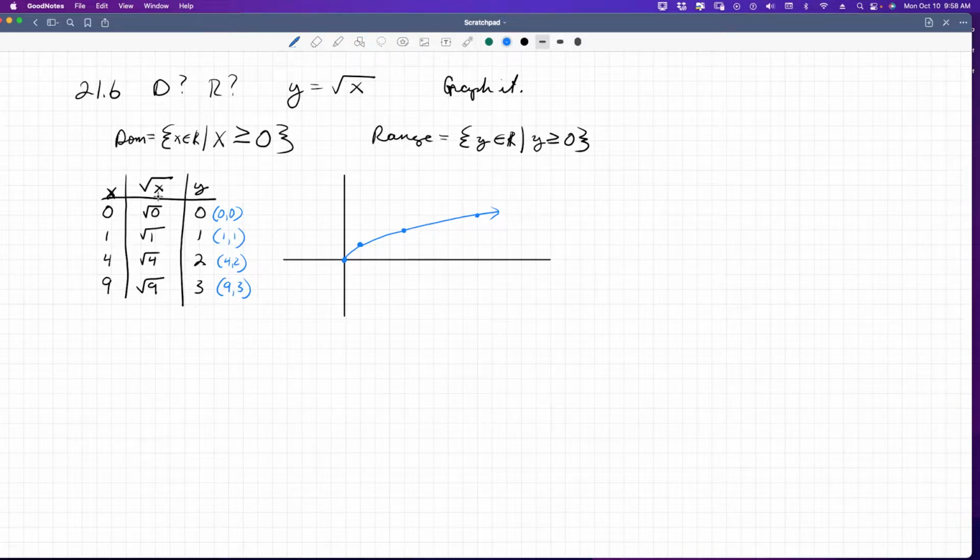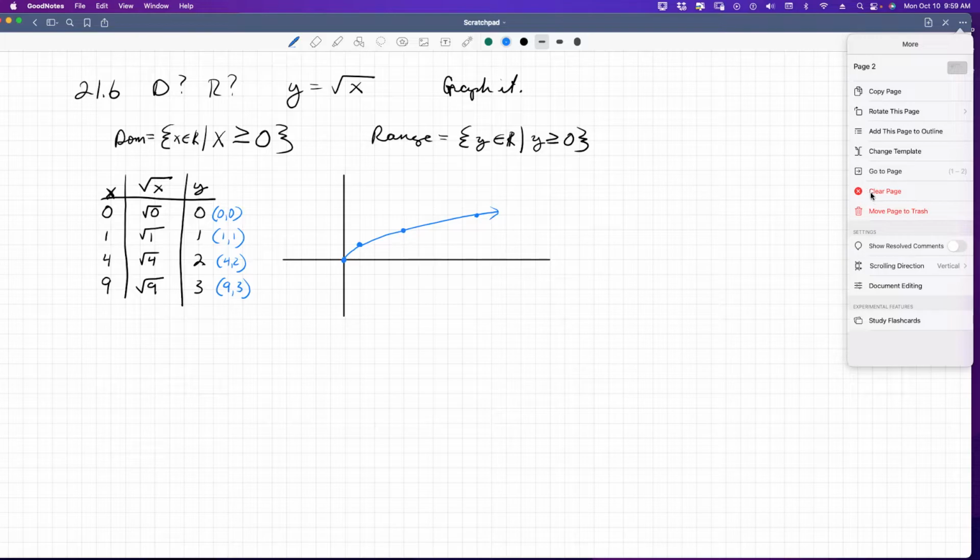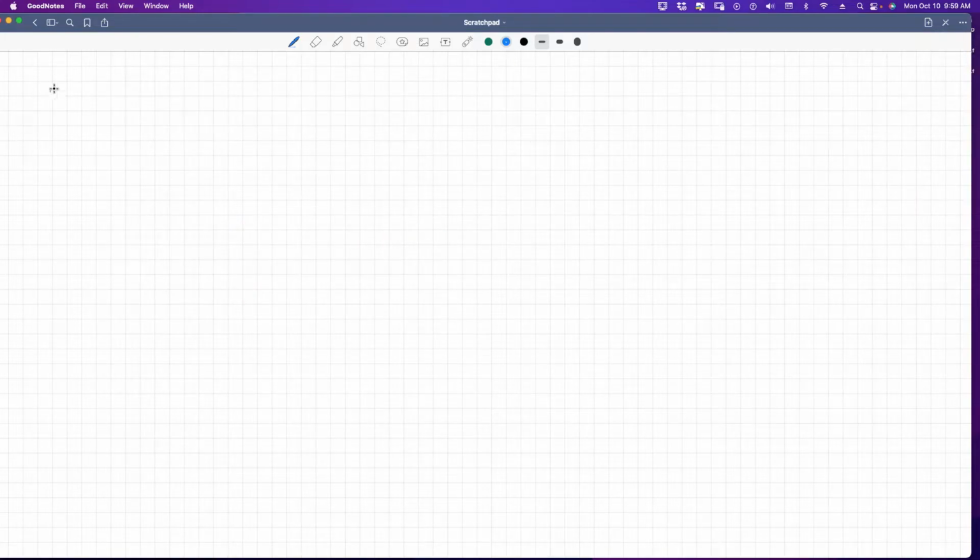All right, use your little table and use what you know about mathematics in order to solve. Pick appropriate numbers so that you can do the math in your head, and then you can check it on the graph to make sure. All right, so let's do one that's a little bit more complicated, but it's the same type of thing. 21.7, and we are going to find the domain and range of y is equal to the square root of x plus 4. And then we're going to graph it.